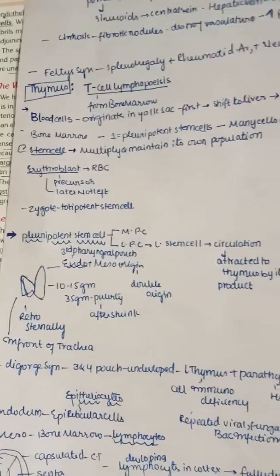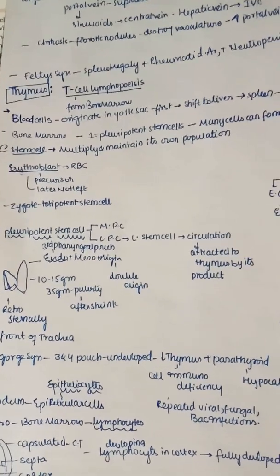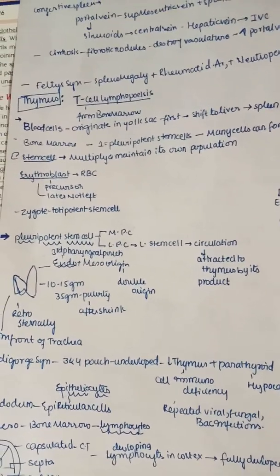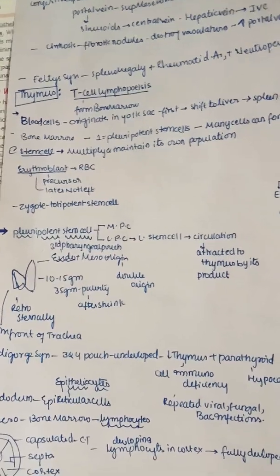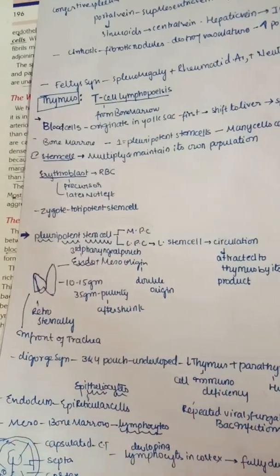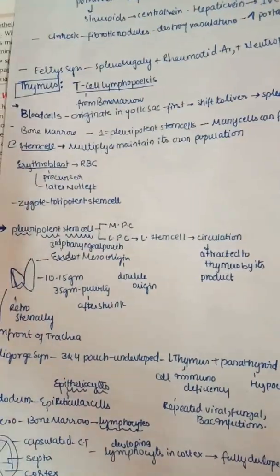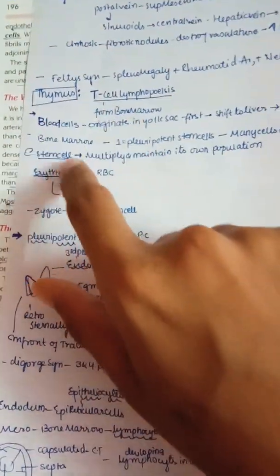So a stem cell is one which can multiply and maintain its own population. Erythroblasts form RBCs, but the erythroblast is a precursor, so it is not a stem cell, because it is forming RBC and doesn't remain for a long time. But a stem cell can produce its new population and also maintain itself.